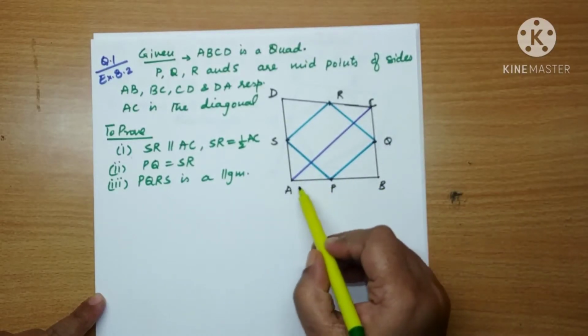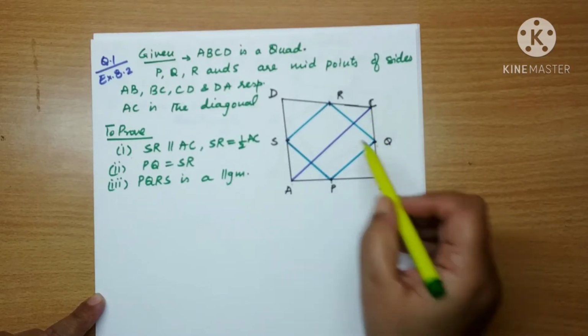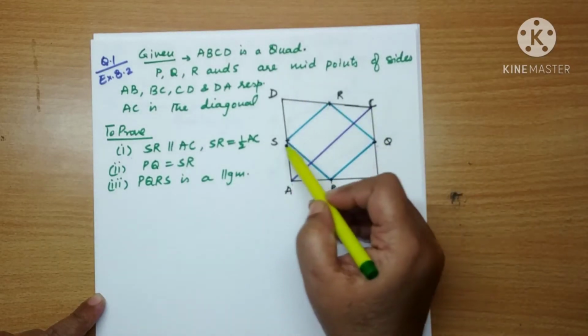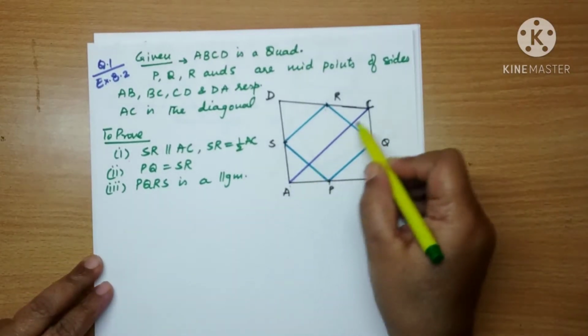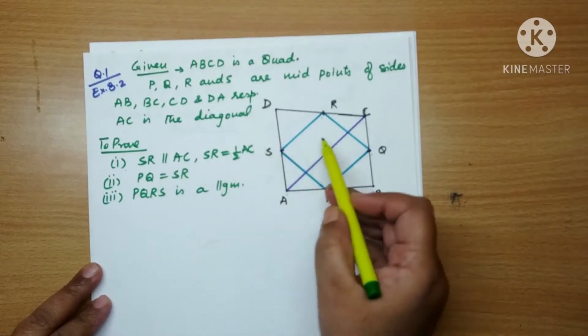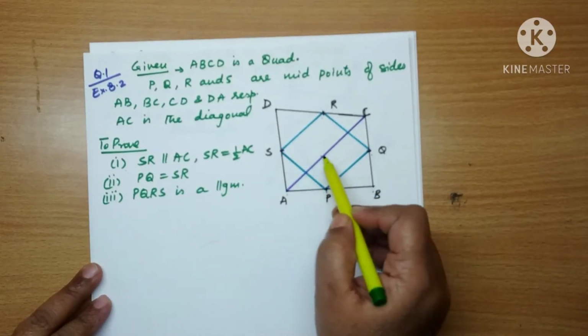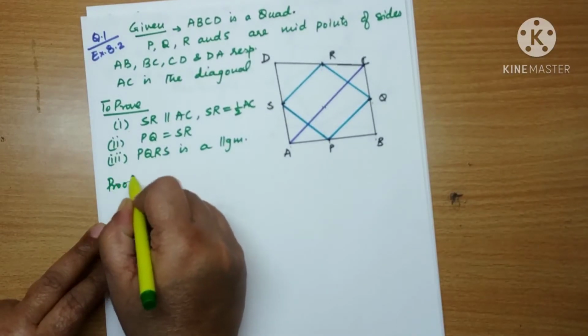Respectively means P is the midpoint of side AB, Q is the midpoint of side BC, R is the midpoint of CD and S is the midpoint of DA. AC is the diagonal. Now we need to prove in the first part SR is parallel to AC and SR is half of AC. Now let's begin with the proof.